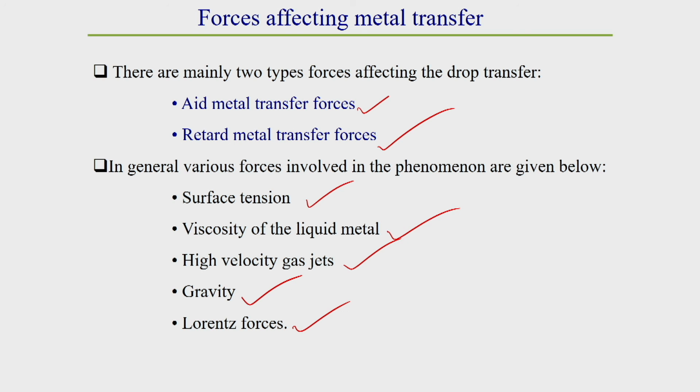Generally, some of these forces are aid metal transfer forces which help the metal detachment and transfer, and some of the forces generally oppose that phenomenon, that means oppose that detachment as well as transfer of metal. Which force is opposing and which force is detaching, I will discuss in detail about these different forces in the next lecture. Apart from this, I will discuss metal transfer, which occurs in case of consumable types of electrode, in the next lecture.